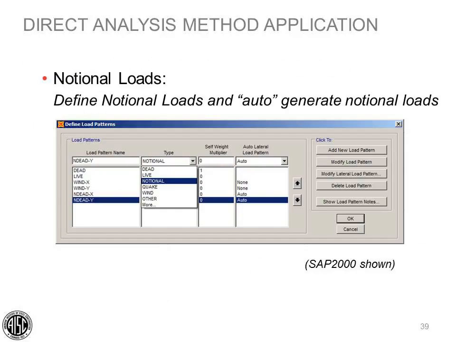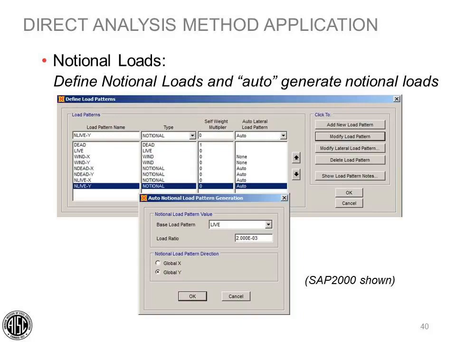Some software packages can automate the application of notional loads. This is an example from SAP 2000, one of the programs I often use. Here I'm creating a notional lateral load pattern for dead load acting in the y direction called n dead y and defining it as an auto-generated notional load. I'll be using SAP for the examples today, but other programs also can be used to automate the direct analysis method. Each program works a little bit differently, so you'll need to get familiar with how your software works.